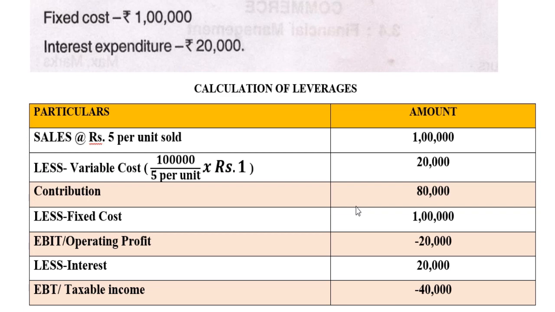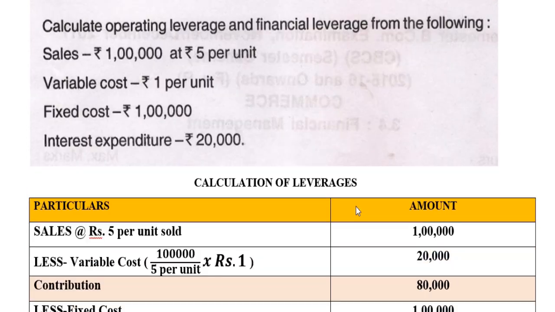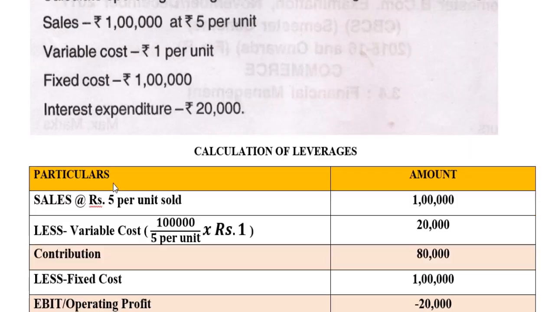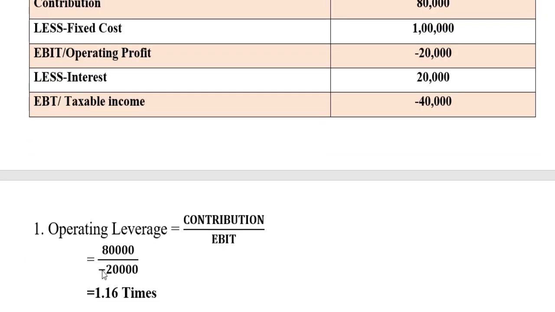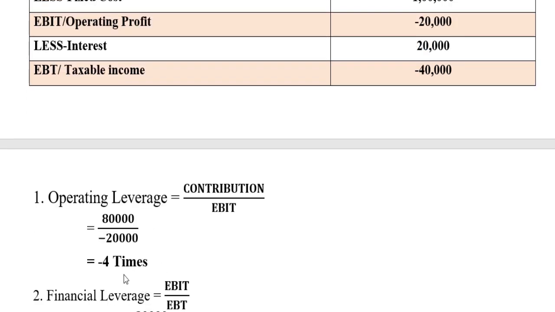So this is how you have to prepare the income statement. Once you prepare the income statement, you have to calculate leverages. They asked us to calculate two leverages here, operating leverage and financial leverage. Let us go to the first one, operating leverage. What is the formula? Contribution divided by EBIT. Contribution is 80,000. EBIT is minus 20,000. So 80,000 divided by minus 20,000, so minus 4 times.